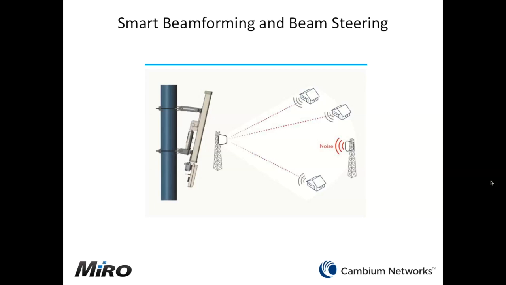So on this, we are actually able to do beamforming in the uplink. So when your subscriber actually talks to your base station, it forms a dedicated beam towards that subscriber, and it will eliminate some of the interference from interfering sources, like in this case, a Ubiquiti radio.